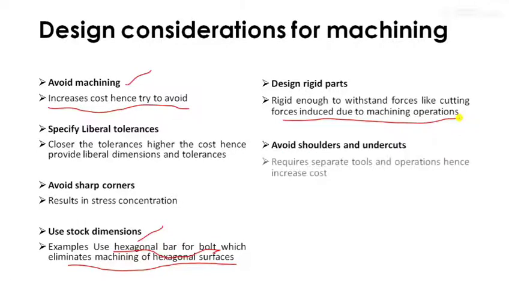Next is avoid shoulders and undercuts. Now avoid shoulders and undercuts means what? They require separate tools and operations and hence increase the cost.